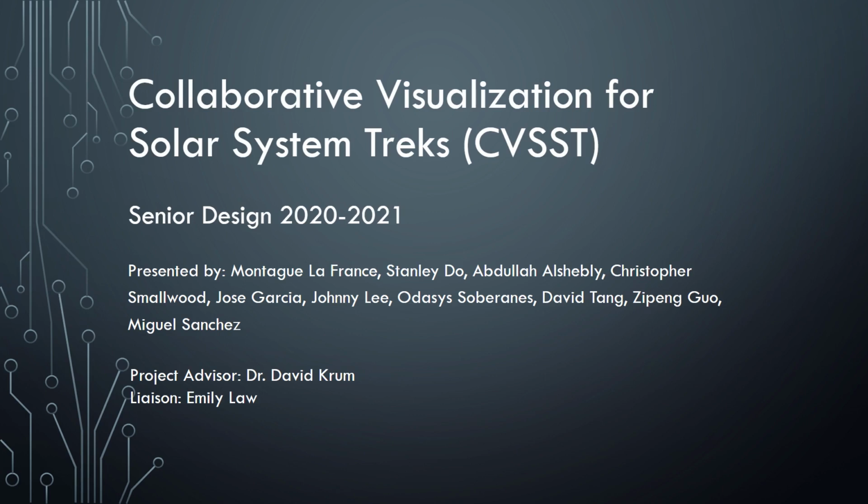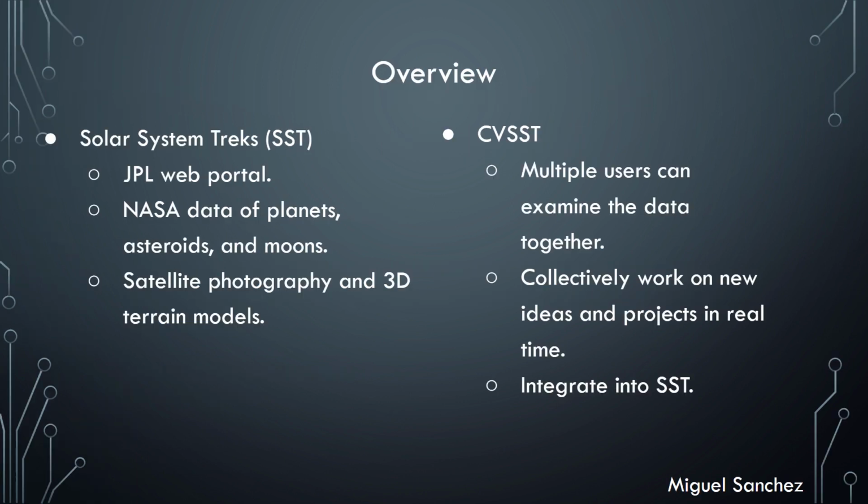Hello, I'm Miguel, and we're doing our project on the collaborative visualization of solar system tracks. First of all, I'm going to go over what exactly solar system tracks is and what we added on to it. Solar system tracks is a JPL web portal that uses data from NASA of planets, asteroids, and moons. This data can be viewed through satellite photography and 3D terrain.